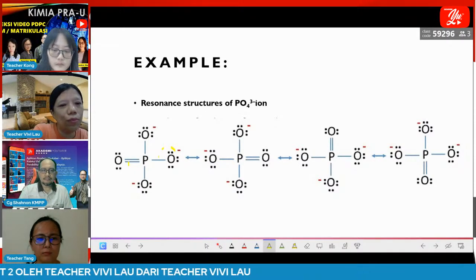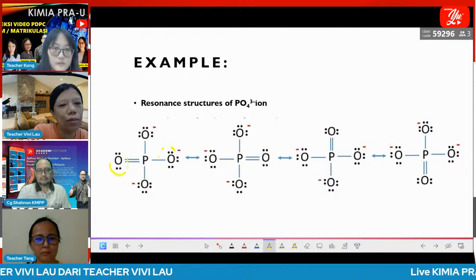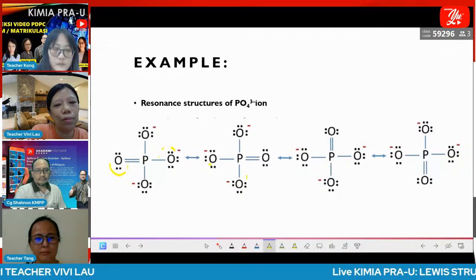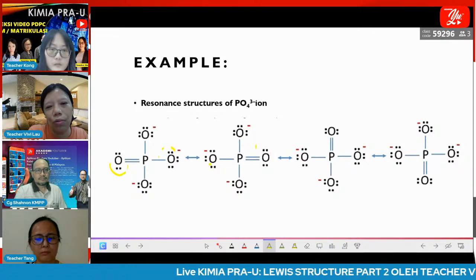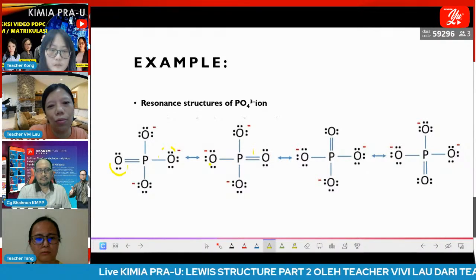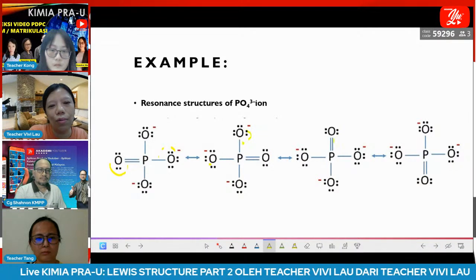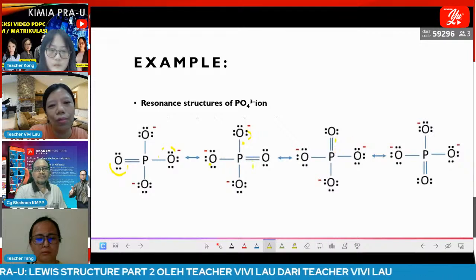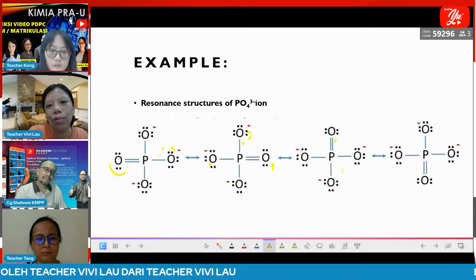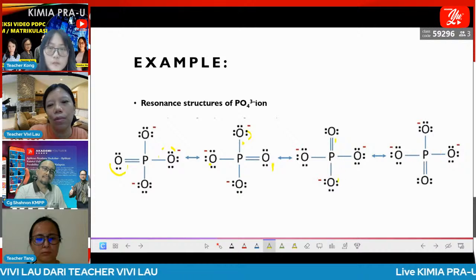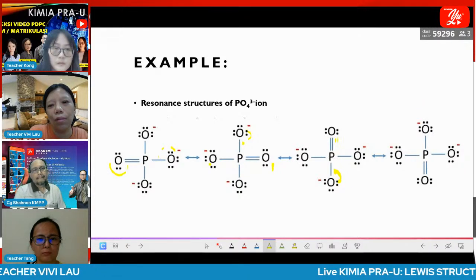So this one will shift out. Okay, so electron go here, so negative charge go here. Then this one shift again. Okay, this one shift over here. Okay, so from the double bond, this one will shift out. Then from this one. Okay. Then this one is here. This one shift inside. Then this one shift out.